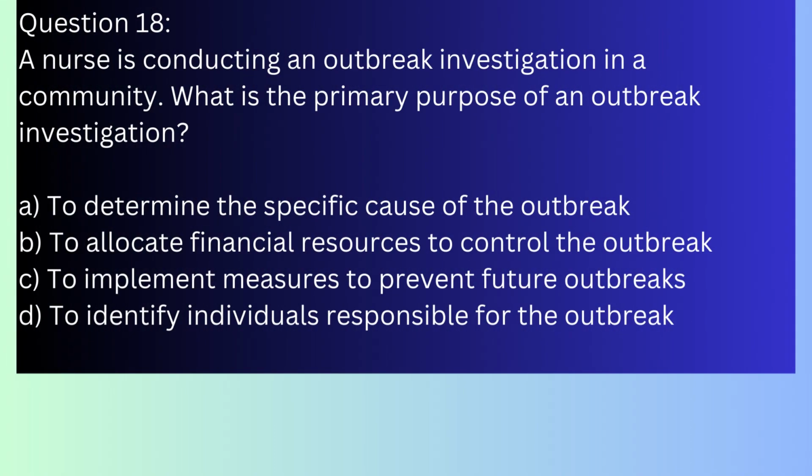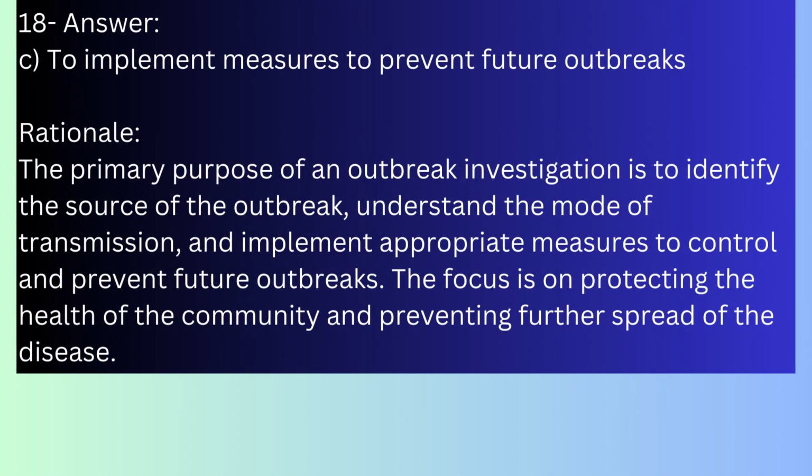Question 18. A nurse is conducting an outbreak investigation in a community. What is the primary purpose of an outbreak investigation? A. To determine the specific cause of the outbreak. B. To allocate financial resources to control the outbreak. C. To implement measures to prevent future outbreaks. D. To identify individuals responsible for the outbreak. Answer. C. To implement measures to prevent future outbreaks.